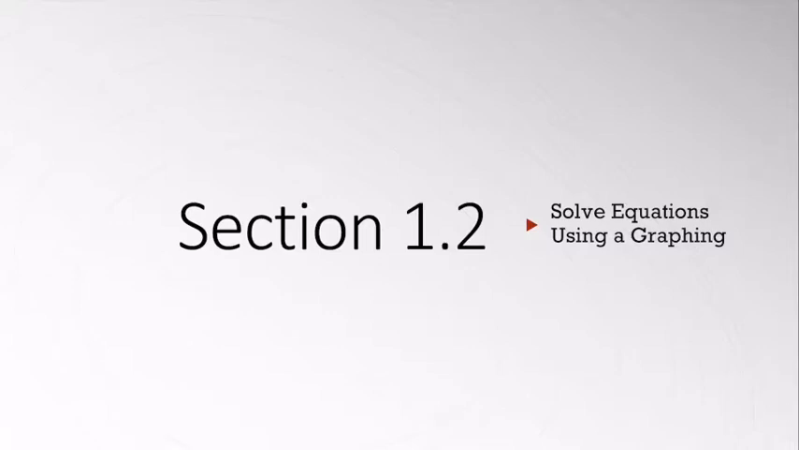Section 1.2 is about solving equations using a graphing utility. Let's go ahead and fix that using a graphing utility. That would be something like Desmos or your graphing calculator. It is up to you.